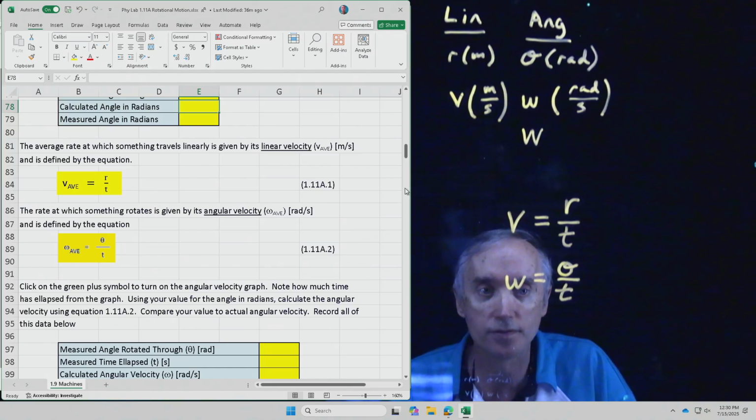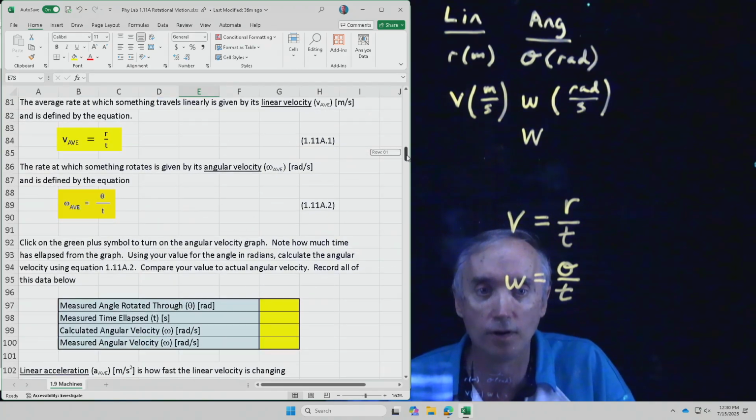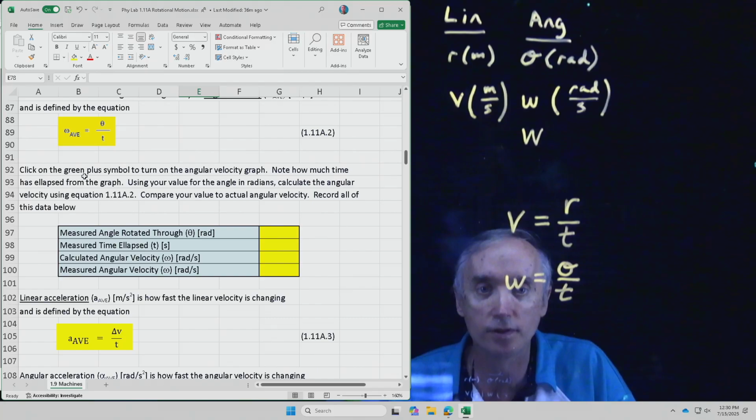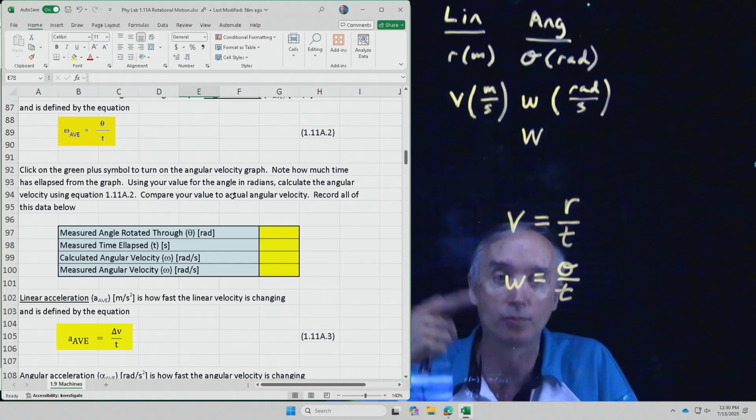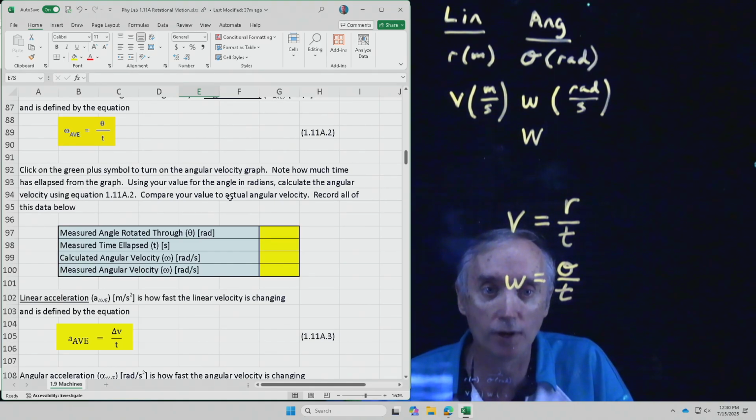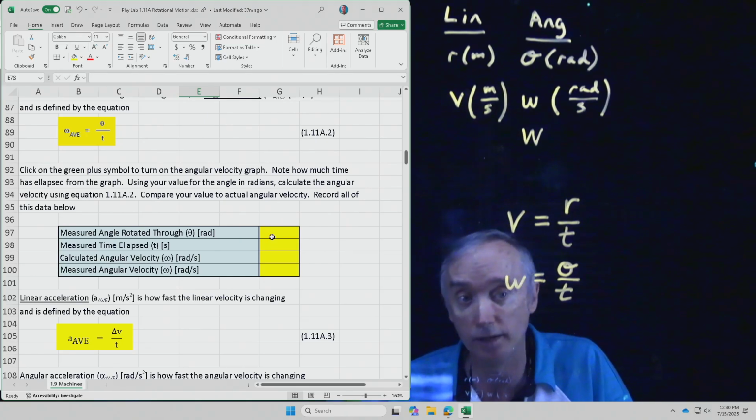And it says that we have now clicked on the green plus symbol to turn on the angular velocity graph. Notice how much time has elapsed from the graph. Okay, now using your value for the angle from the previous part in radians, calculate the angular velocity using this equation. So you know the angle through which it rotated.